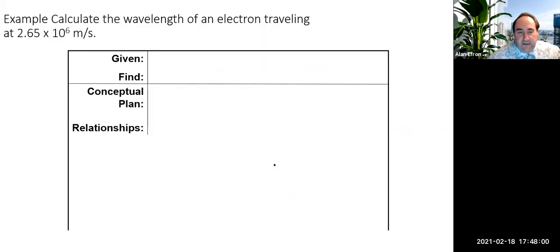So why don't you give this a go and see what you come up with. When you've got an answer, type it into the chat box there so we can see where everybody is at.